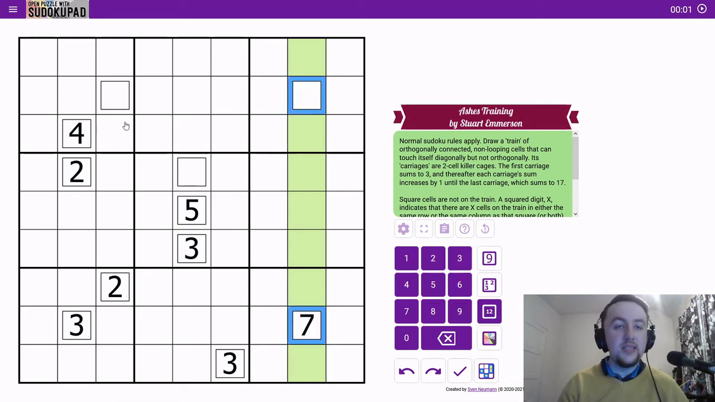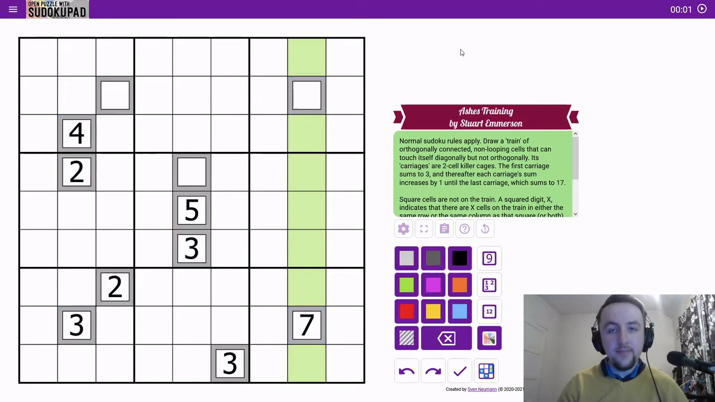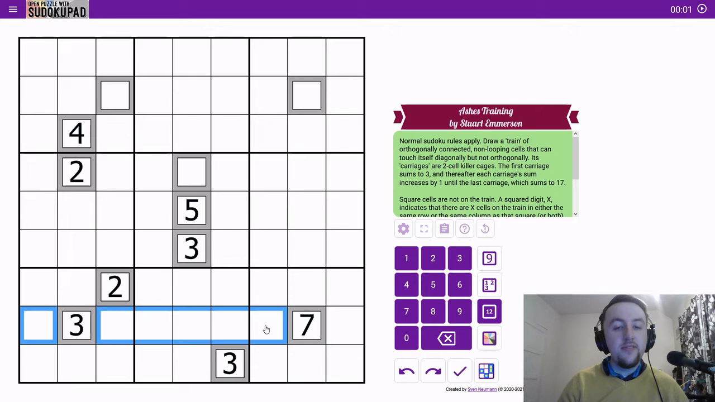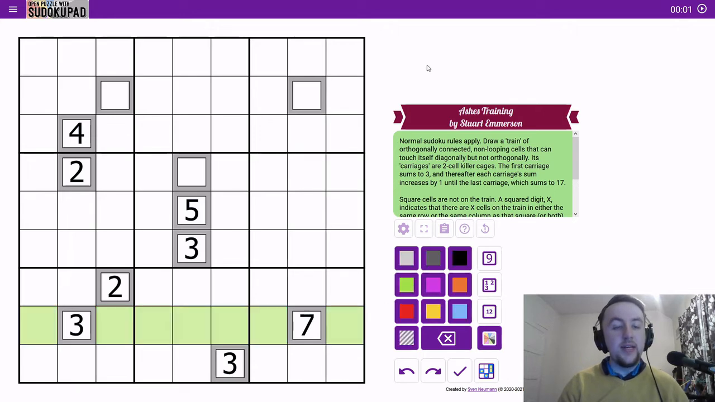In fact, actually, let's do that first. Let's go through and colour all of these grey. And if it's not that, if it's the row, then all of these have got to be train cells because they can't be the grey cells. We don't know which one is which though.